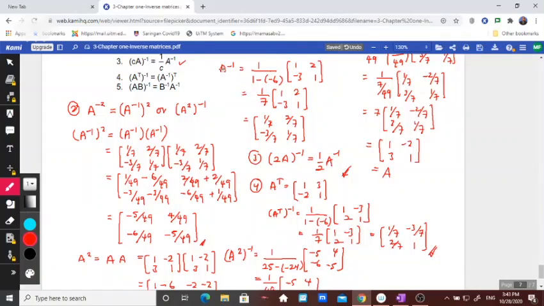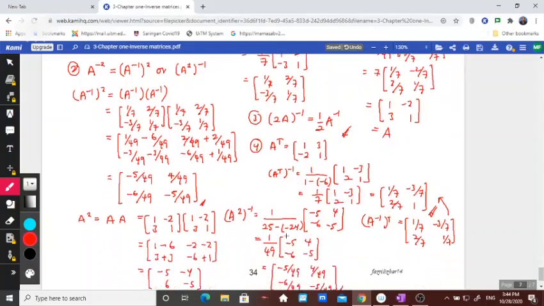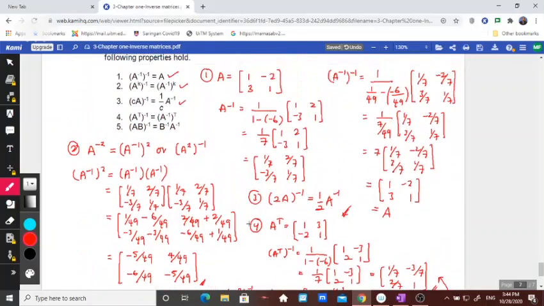Okay, so we have the inverse of A here. If we transpose the inverse of A, what we will get is 1 over 7, 2 over 7, negative 3 over 7, 1 over 7. So this is the same as the transpose and inverse, right? So I've proved the 4 properties.